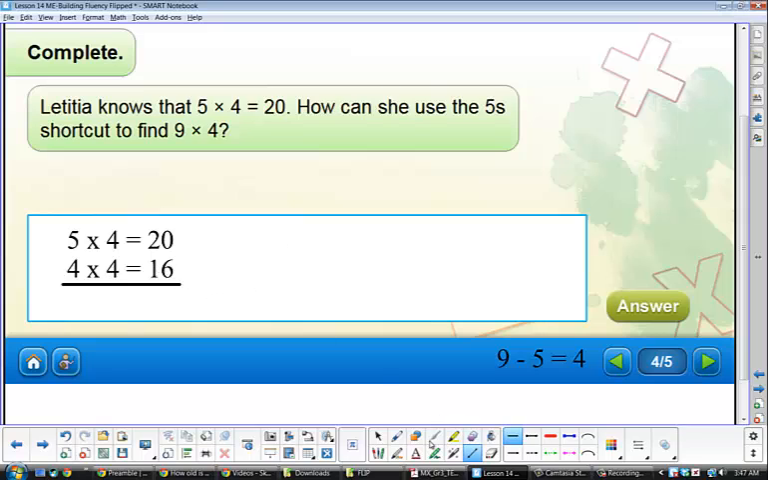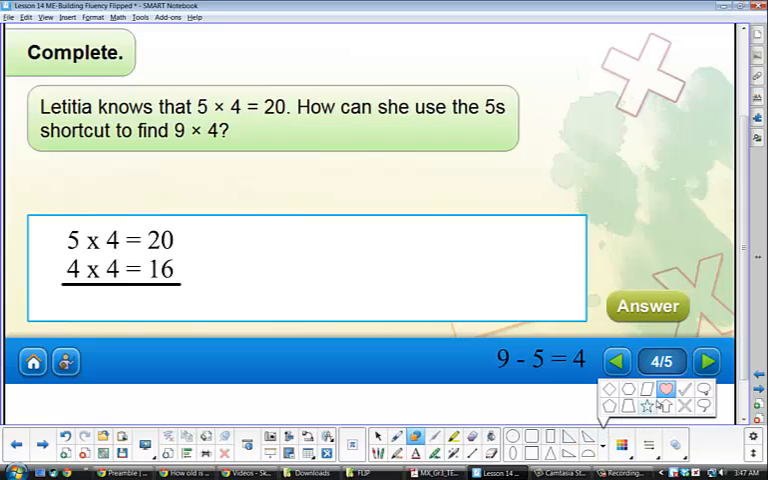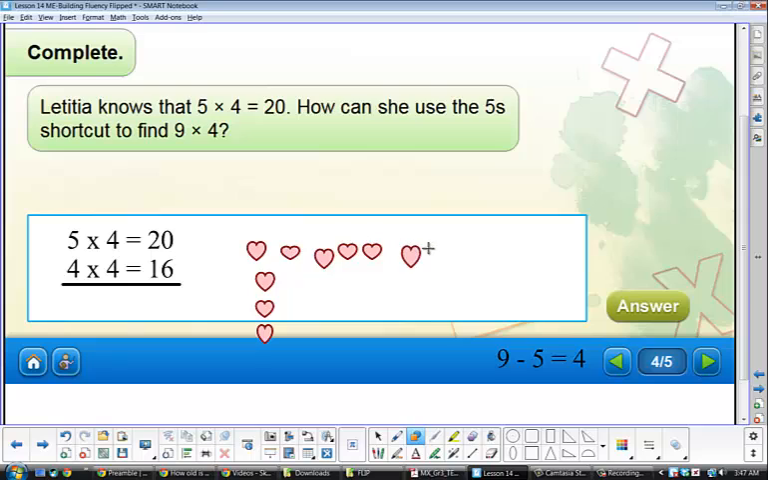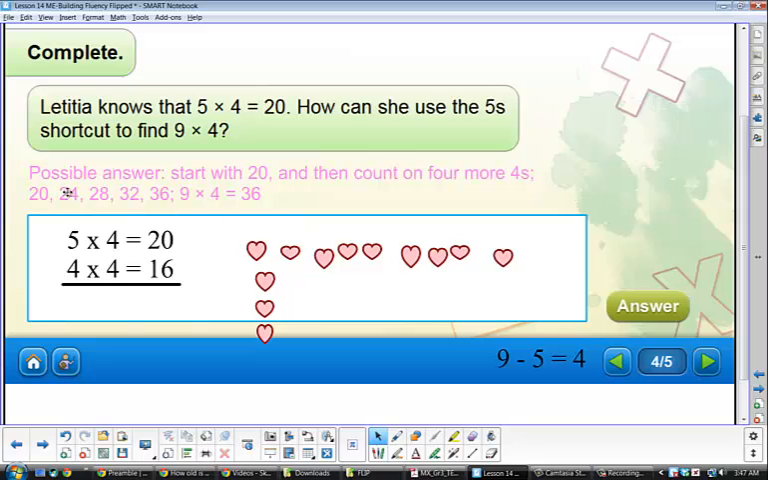And I can actually do that with a representation. I can make rows of 1, 2, 3, 4, and 1, 2, 3, 4, 5, 6, 7, 8, 9. See the visual, and I can make that into a fast array. But let's check our answer. If we know that, 36 is our answer. Possible answers start with 20, and then you can count on 4 more 4s, 20, 24, 28, 32, 36. But we came up with 2 other strategies, didn't we? 9 times 4 does equal 36.